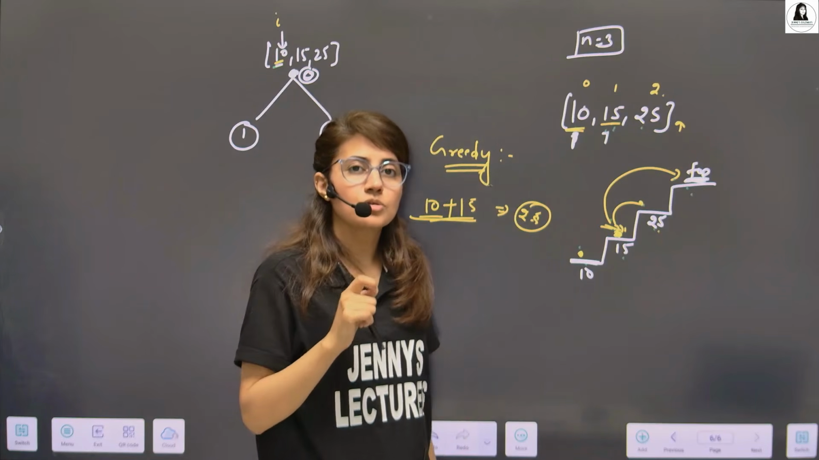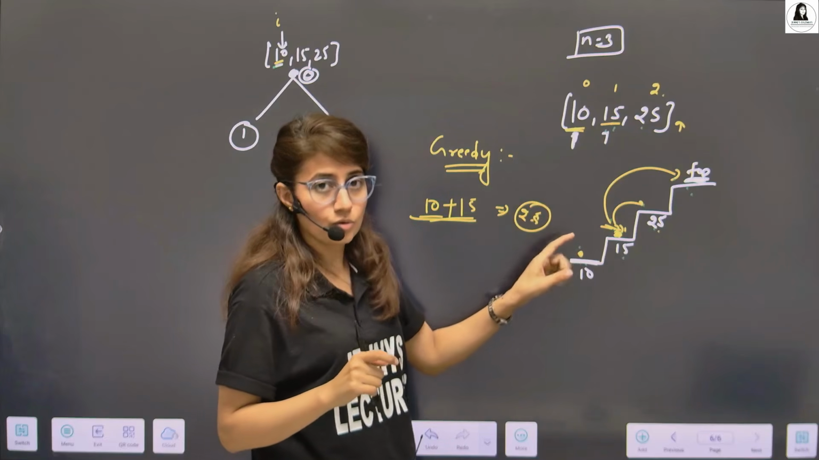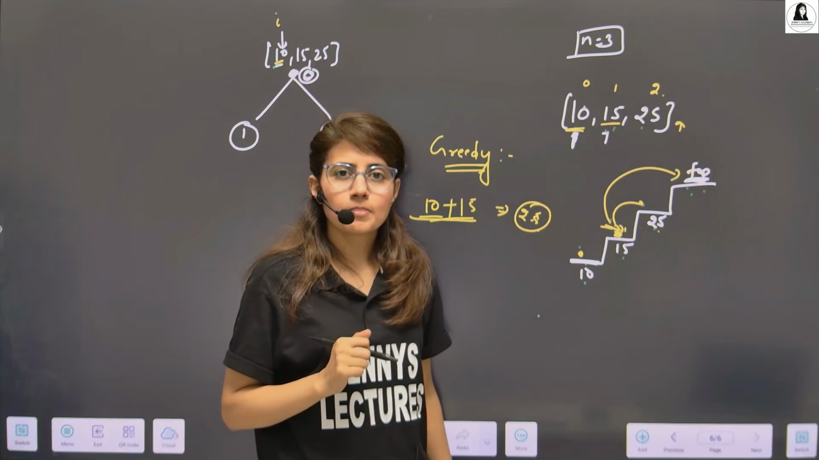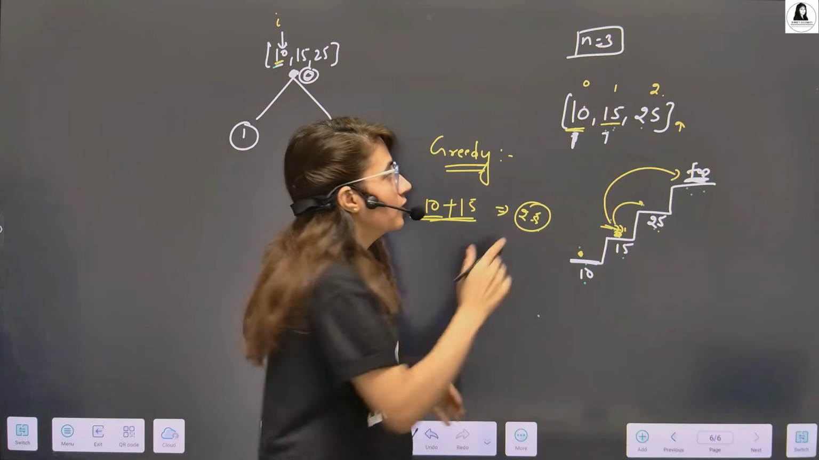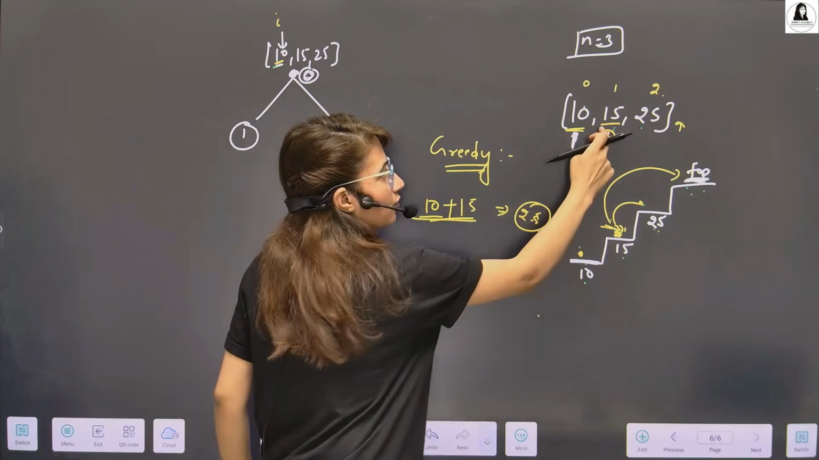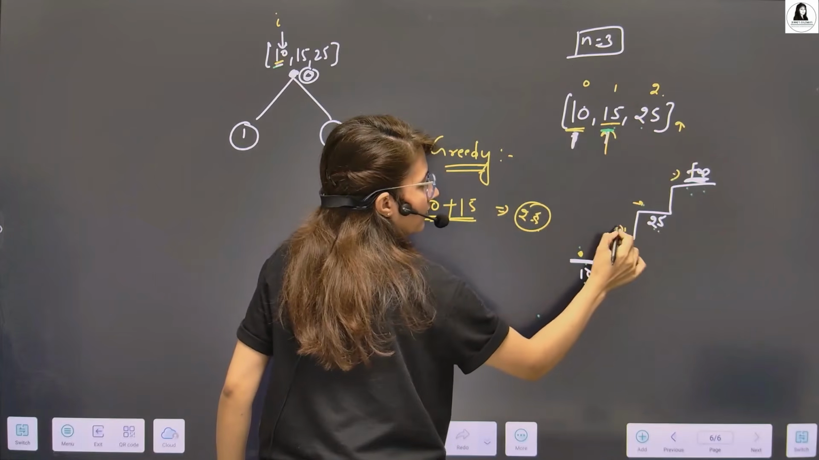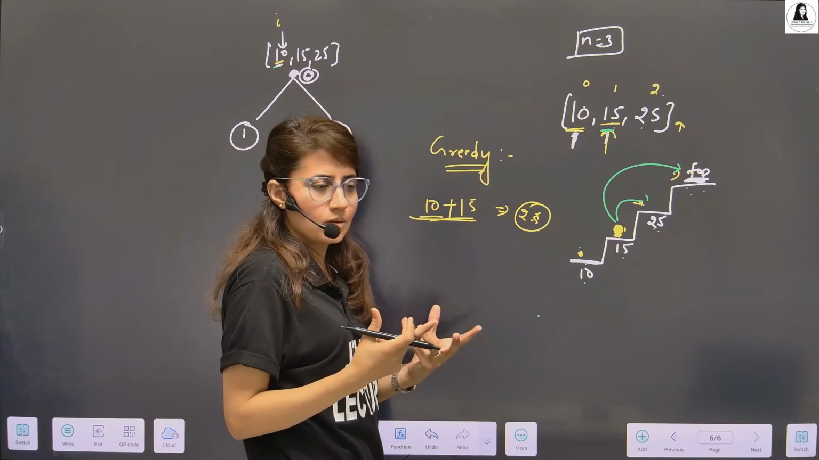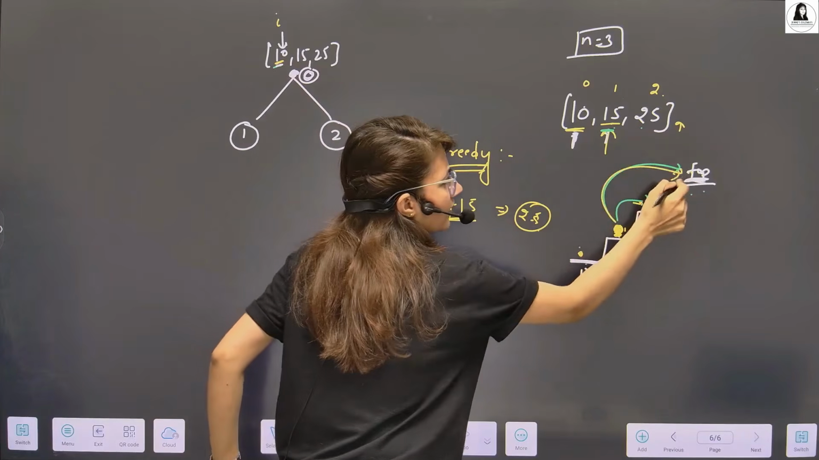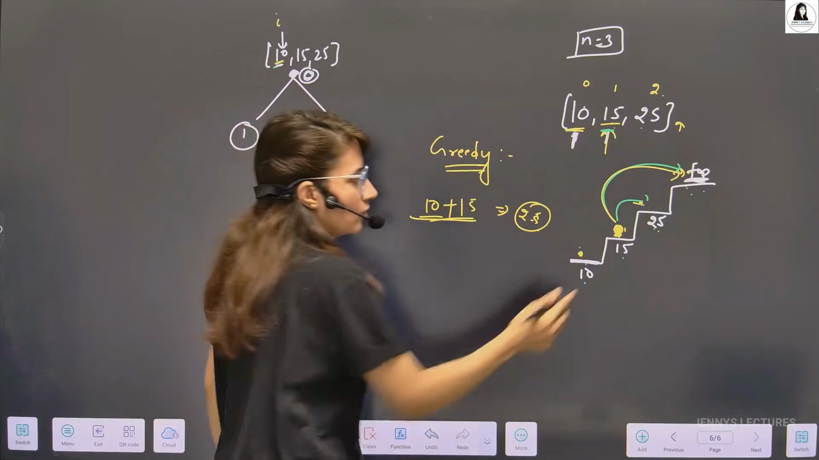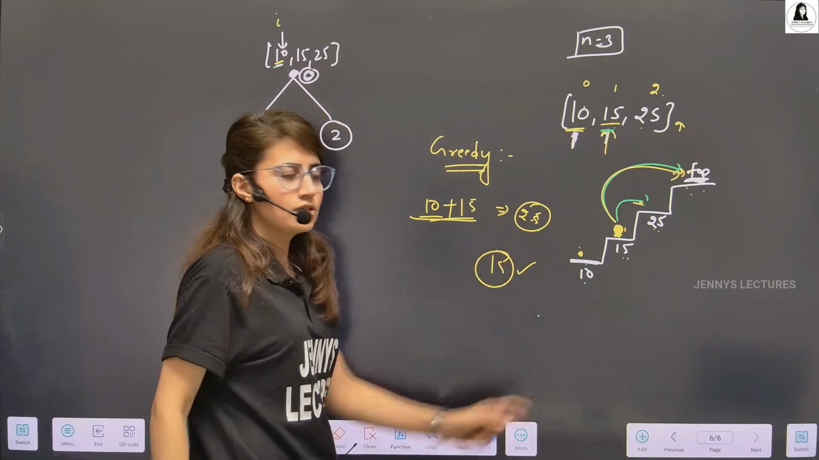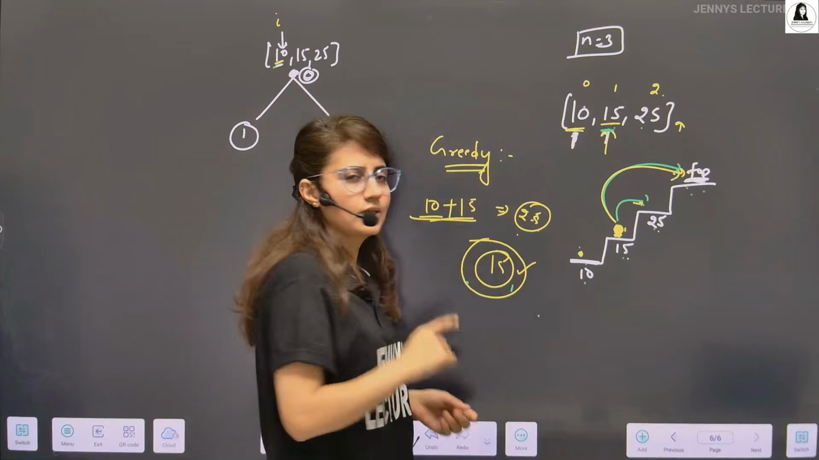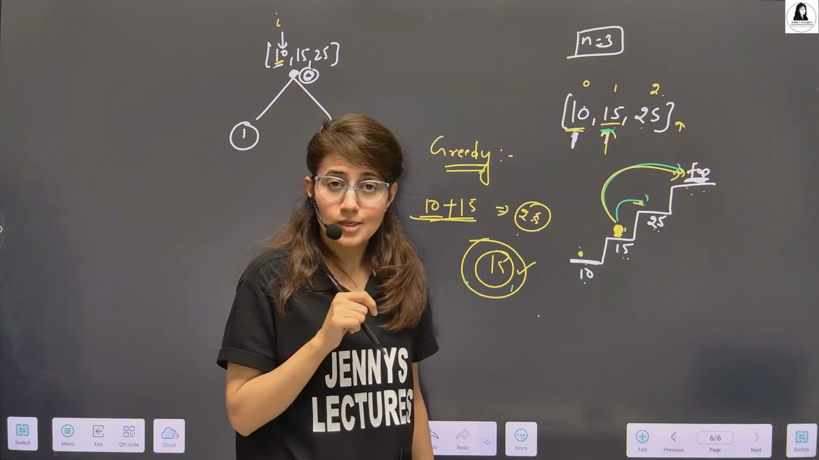According to greedy, the minimum cost you need to pay from here to the top is 25. But that's not the correct answer. We know we can start from 0 or 1. So I will start from index 1, from 15. At first I'm here. Now I can go here or here, one jump or two step. So I'll directly take two step and I'll reach the top. So what is the cost? Only 15 rupees. Obviously 15 is less than 25. So that's the correct path. Greedy will not give you the correct answer in this case.